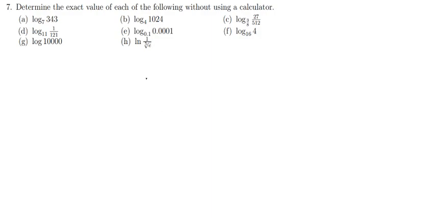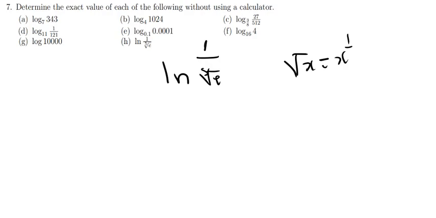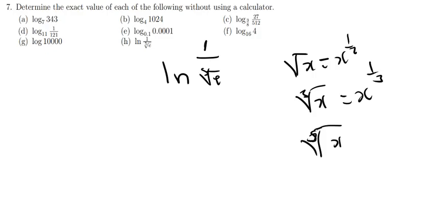So here what we are doing, sir, is we have ln of the fifth root of e, then on top there is 1. We know that the square root of x is the same as x to the power half, and the cube root of x is the same as x to the power 1 over 3. So the fifth root of x is the same as x to the power 1 over 5. You have seen, right? Now here what I have is the fifth root of e, so it can be written as ln of 1 over e to the power 1 over 5.